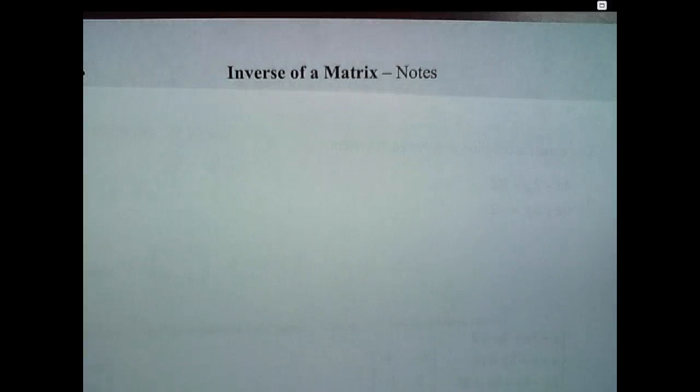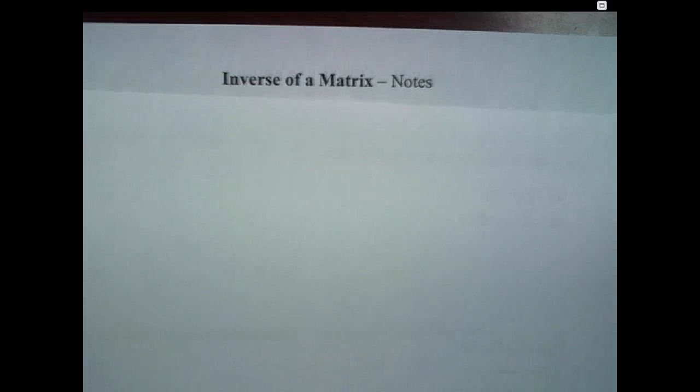Okay, so we're going to do inverses of matrices today. And I'm going to show you how to do one by hand, and then the calculator will do the rest for us. But I just wanted you to at least understand where it's coming from. Right? So you title your notes inverse of matrices. Okay, everybody got that? Okay, so here's what you're going to do.